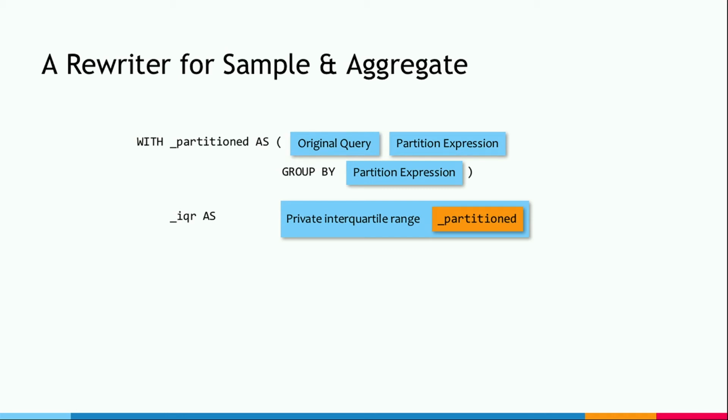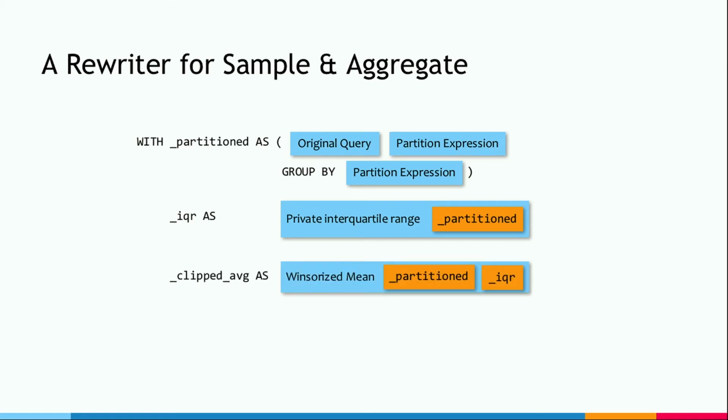So we have an algorithm for that that's specified by sample and aggregate. It's too big to show here, but it's just arithmetic, so you can implement that in SQL. And the nice thing is that it doesn't change. It's the same for every query. So the rewriter can just inline the definition of that algorithm into the query.